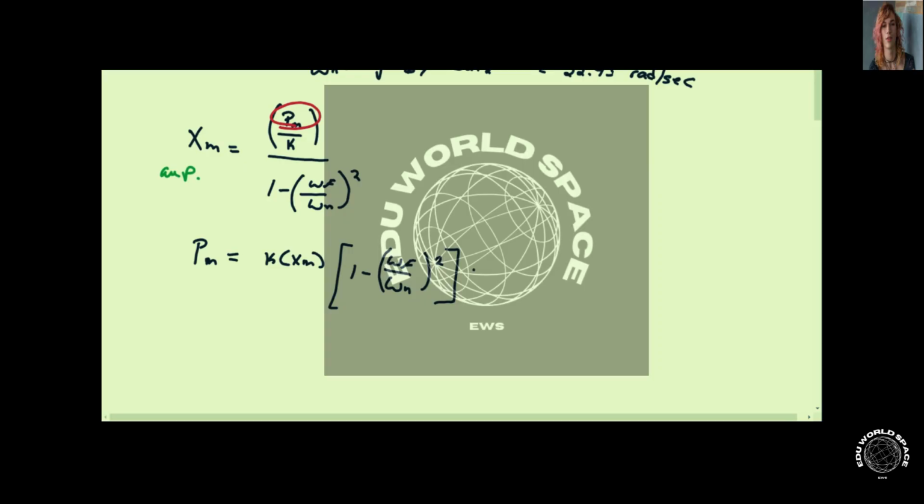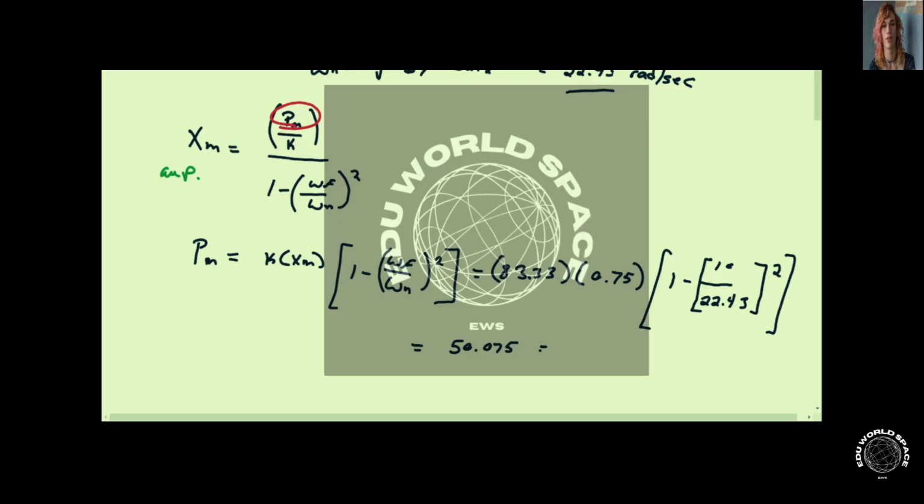And now we can just kind of plug and chug what we have. So we have 83.33 that we found for the spring constant times 0.75 for the xm, for the amplitude. And now we have 1 minus 10 over 22.43 squared, where we just found 22.43, and the 10 was given to us in the problem. You put this into your calculator, and you get 50.075, which equals 50.1 pounds. And that is your PM, guys. Thank you.